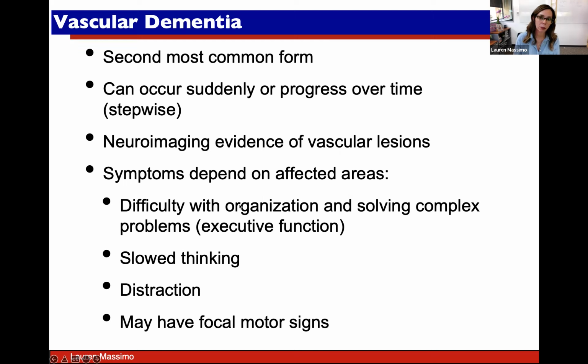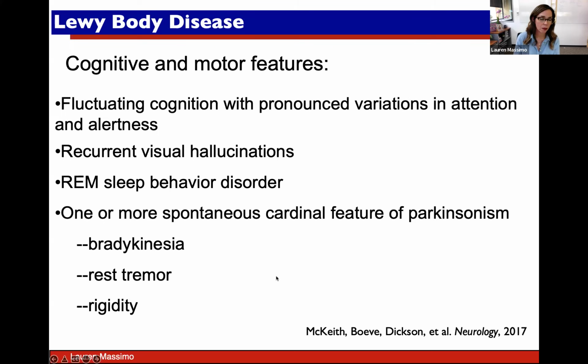The symptoms really depend on the areas affected by the strokes, but we can often see, particularly in people with small vessel ischemic disease, problems with executive function. They have problems with organization and solving complex problems, slowed thinking, and distraction. And again, if you have a stroke, you can see some focal motor signs on your neurological exam.